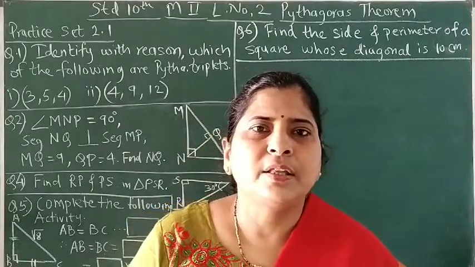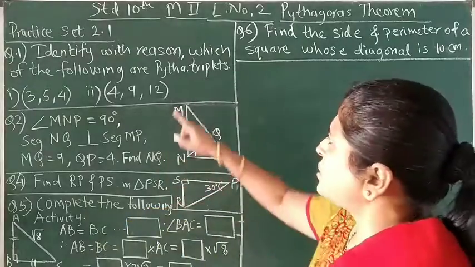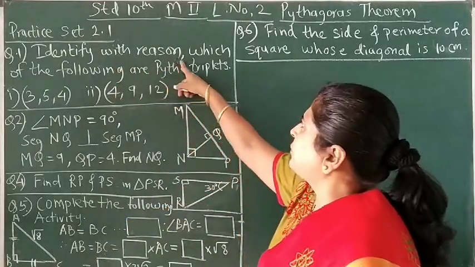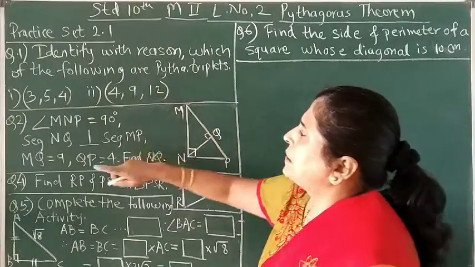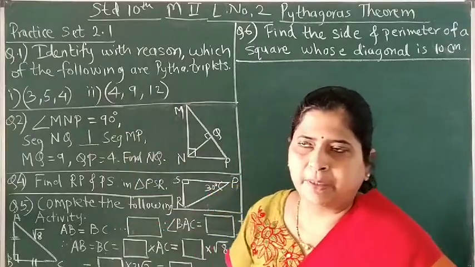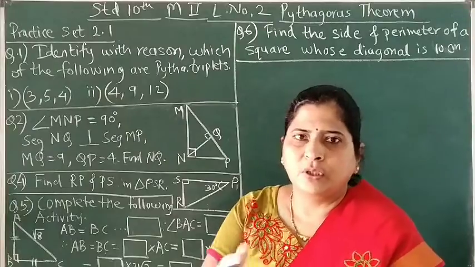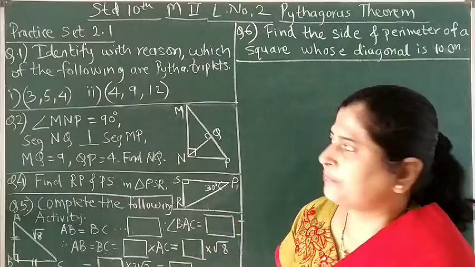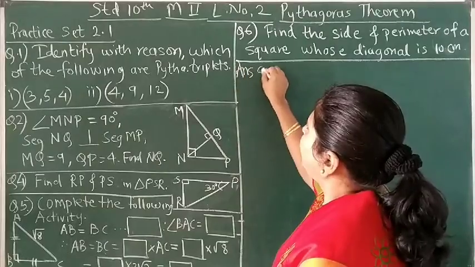So let's see the first question from practice set 2.1. The question is here: identify with reason which of the following are Pythagorean triplets. And I have taken these two triplets for example. When we understand how to present this, you can solve the remaining triplets also. So let's see here. Answer of question number 1.